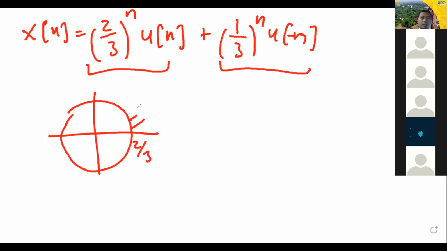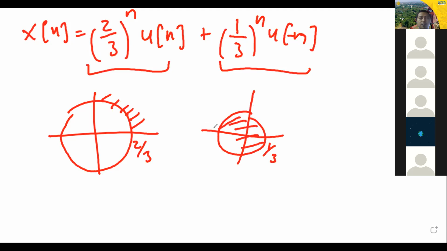Two-thirds is outside, and one-third is inside. So if we combine them, there is no overlap. No overlap, so the ROC does not exist.